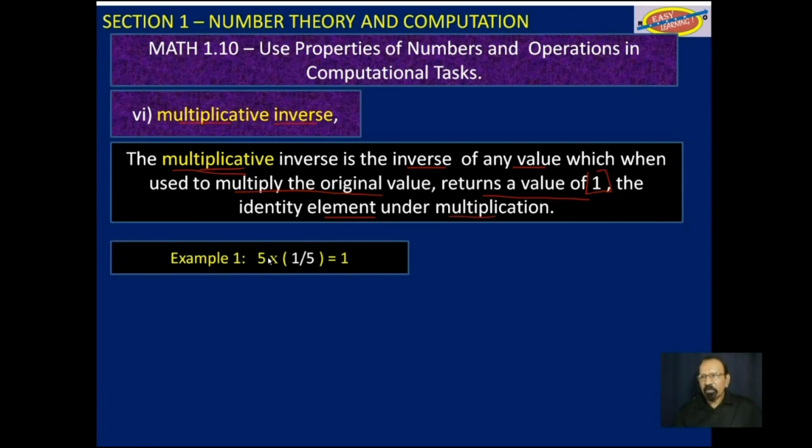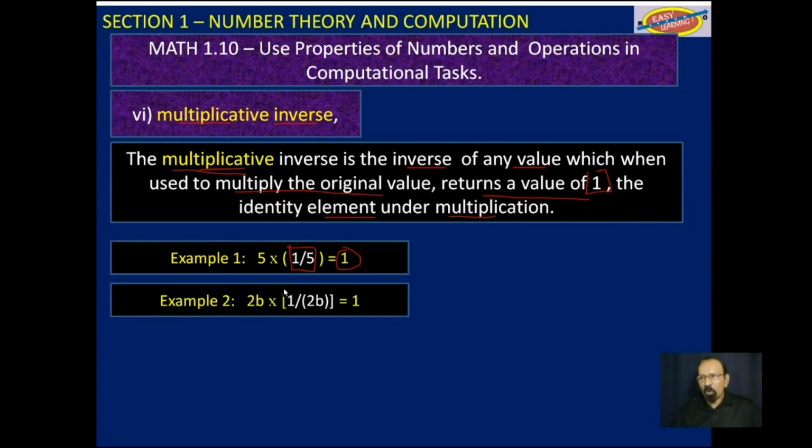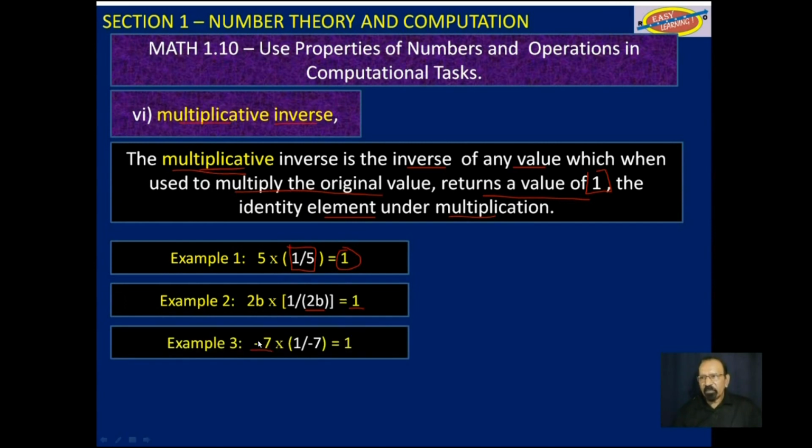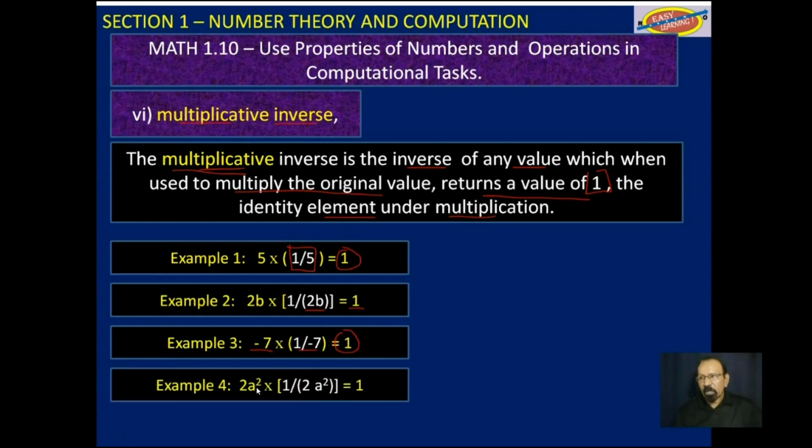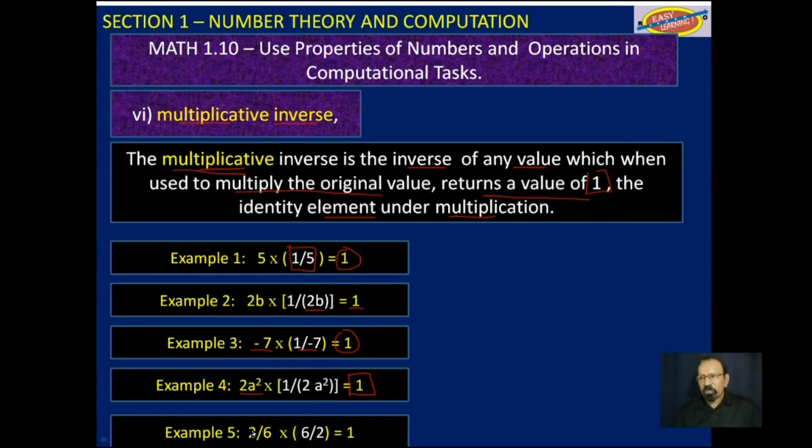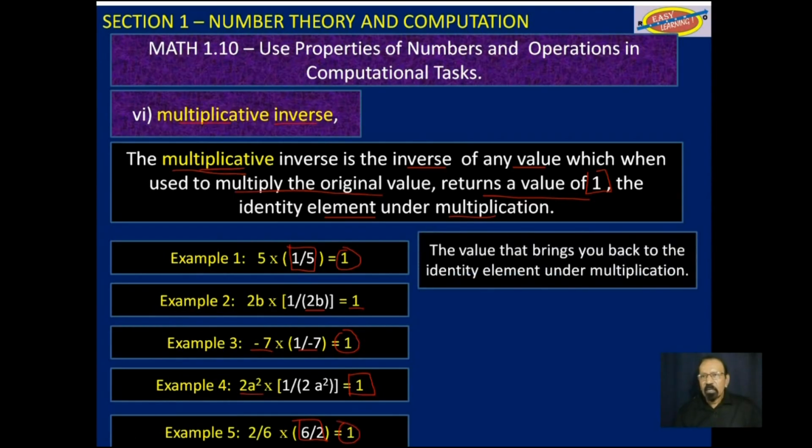So if you multiply 5 by 1 over 5, you will get back 1. If you multiply 2b by 1 over 2b, you will get back 1. If you multiply negative 7 by 1 over negative 7, you will get 1. If you multiply 2a squared by 1 over 2a squared, you will get 1. And if you multiply 6 by 1 over 6, you will get 1. So the value that brings you back to the identity element on the multiplication. And so on.